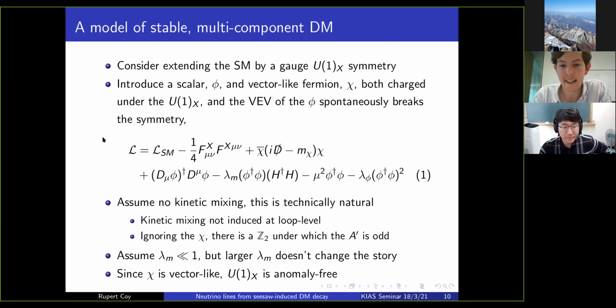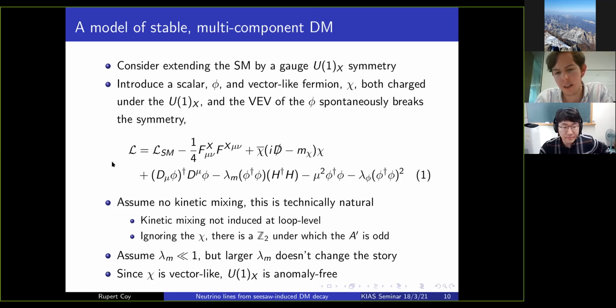This is technically natural, and one can see that if you set it to 0, you don't then induce it at one-loop level. So it's radiatively stable to keep it at 0. The symmetry reason is, I suppose, that if you ignore the chi for a moment, then there's a Z2 symmetry that arises under which the A prime is odd. To introduce this kinetic mixing would break this Z2 symmetry. So there's a symmetry explanation for why this term isn't there.